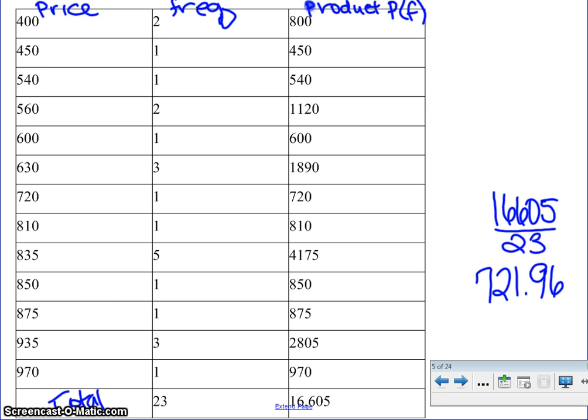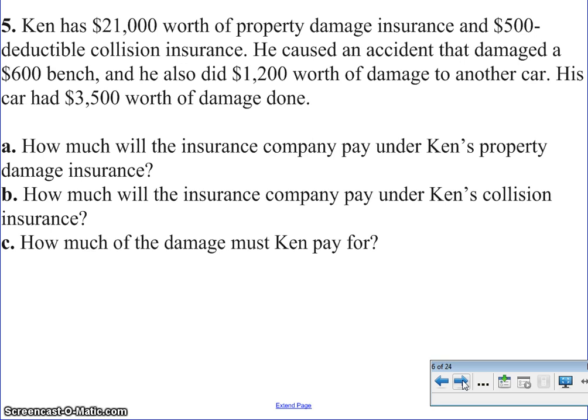And go ahead and press pause for just a second, and I'll give the students all a chance to write this down. All right, moving on to number 5.